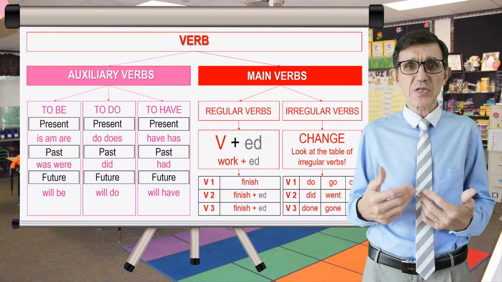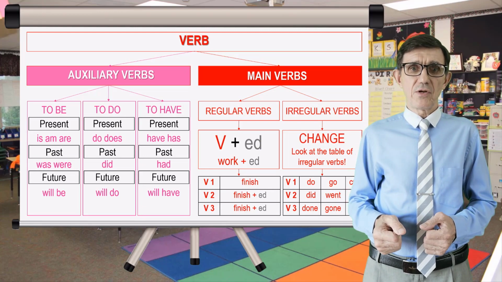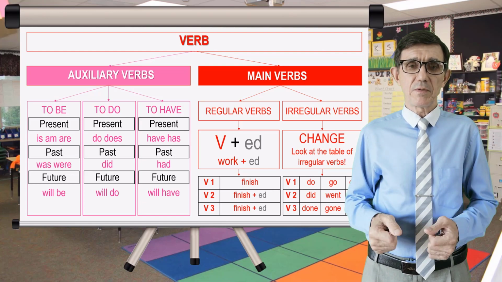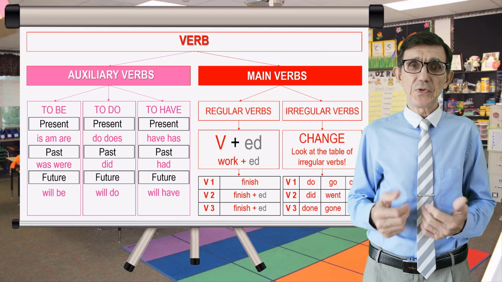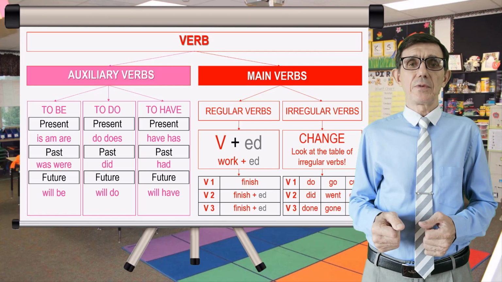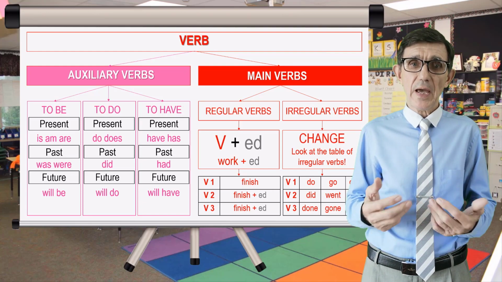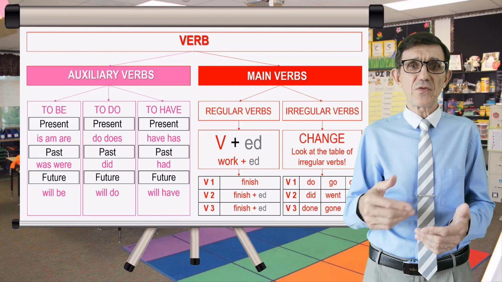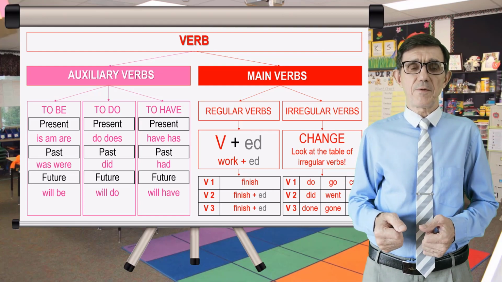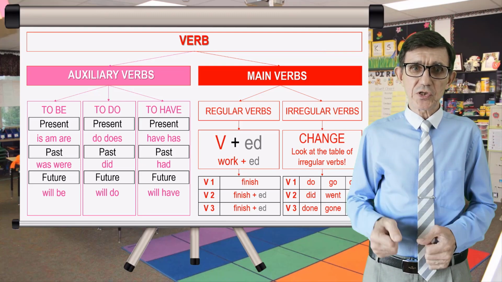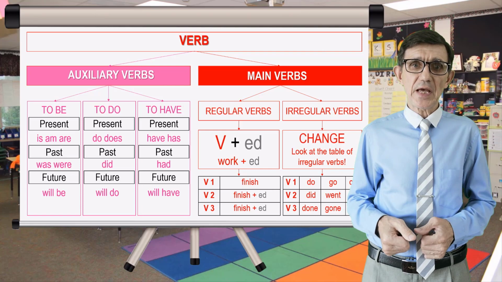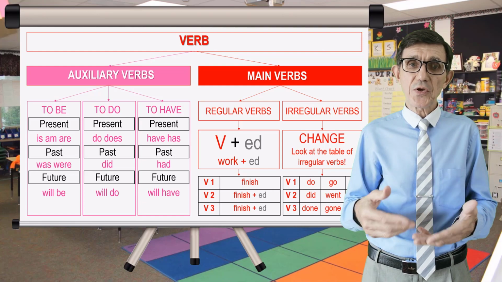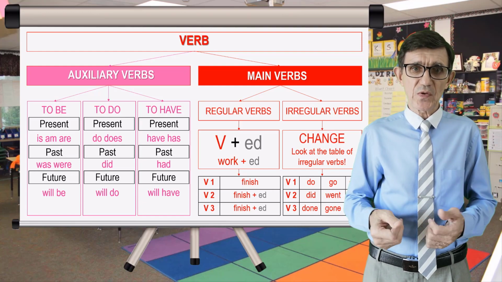We see that there are three auxiliary verbs in English. To be: is, am, are, was, were, will be. To do: does, did, will do. To have: has, had, will have. And we also see that main verbs are divided into regular verbs and irregular verbs. Regular verbs aren't changed and have the ending ed in the second and the third form. Finish, finished, finished. Irregular verbs are changed in the second and in the third form.